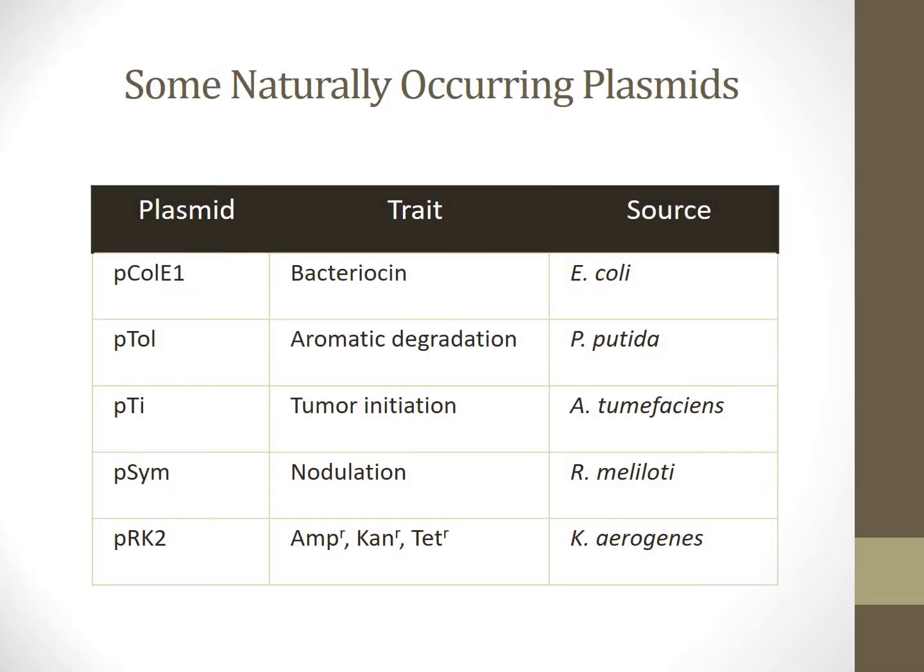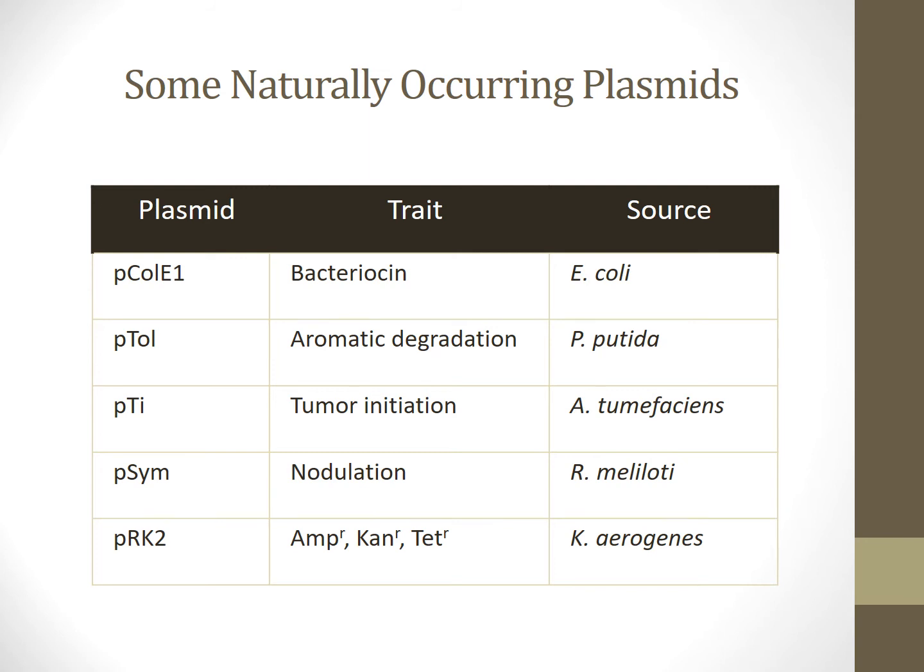Some of the naturally occurring plasmids are pCol-E1, which is responsible for the production of bacteriocin, pTOL, which is found in Pseudomonas putida and is responsible for the degradation of aromatic compounds, and pTi, which is associated with Agrobacterium tumefaciens, which initiates tumors in plants.